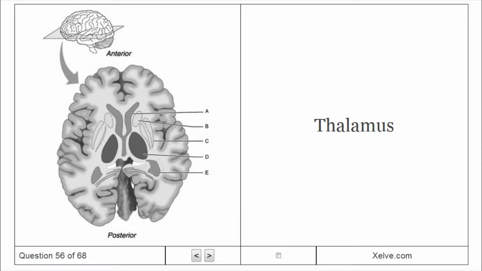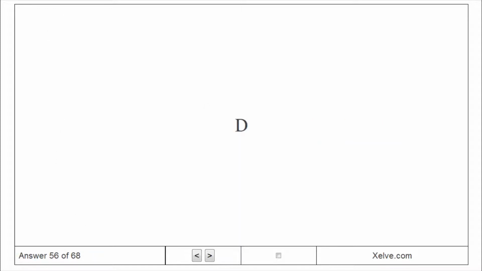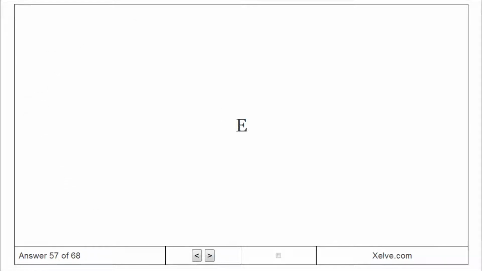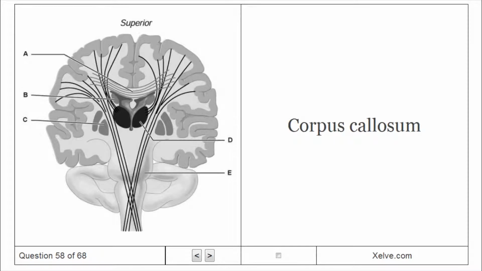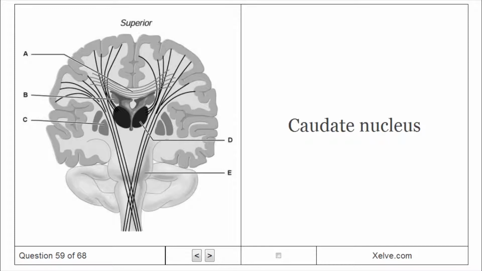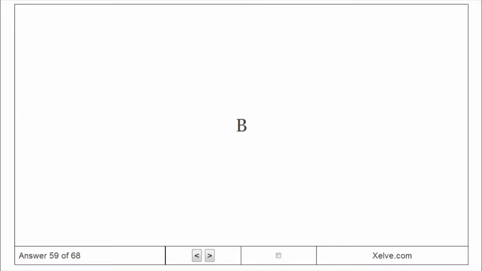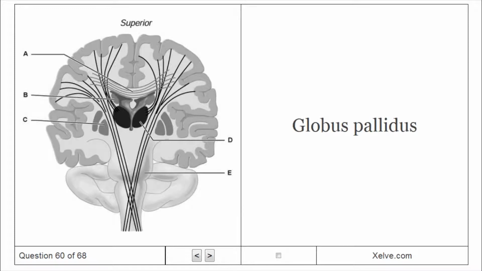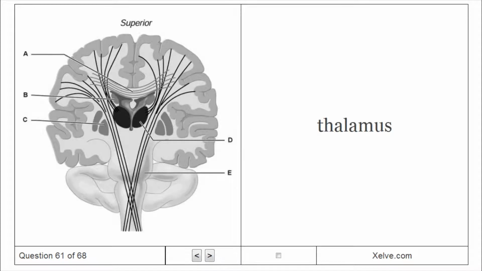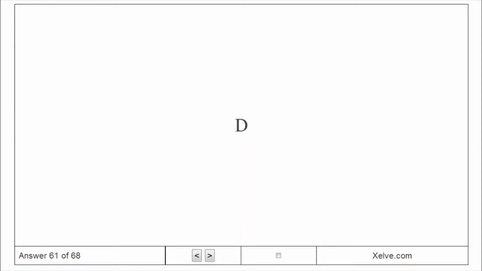Thalamus. D. Pons. E. Corpus callosum. A. Caudate nucleus. B. Globus pallidus. C. Thalamus. D.